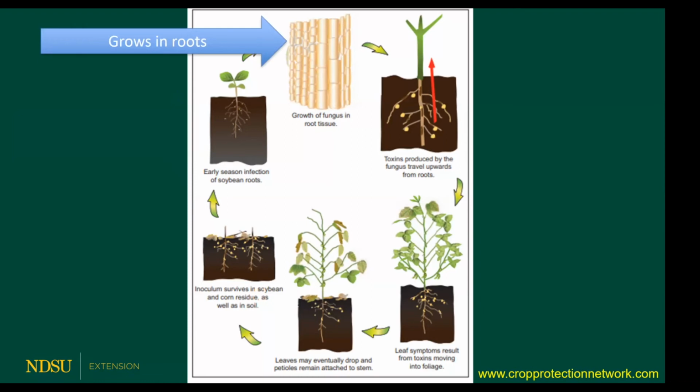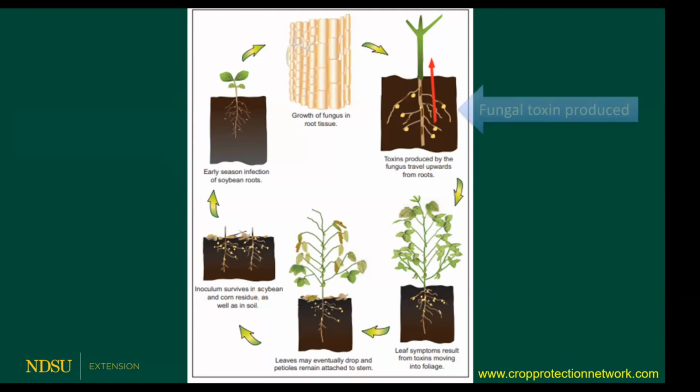But unusually, this only grows in the roots. That's kind of unusual in a lot of these different pathogens. It never leaves the roots. What it does instead is it produces a toxin that'll kill the soybean plant. So the pathogen lives in the roots and sends this toxin up, and it starts to go through the stem into the petioles, and then it creates these kind of wicked leaf symptoms that eventually will kill the plant.